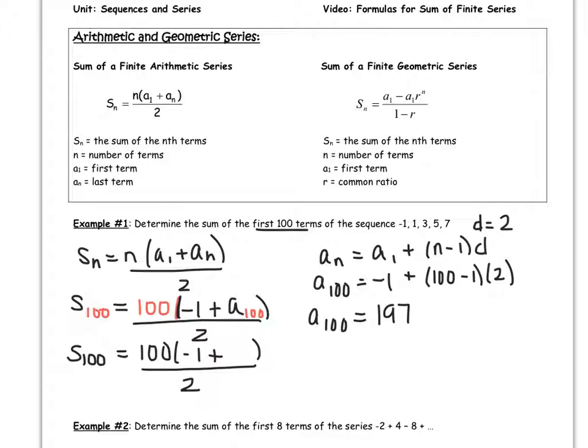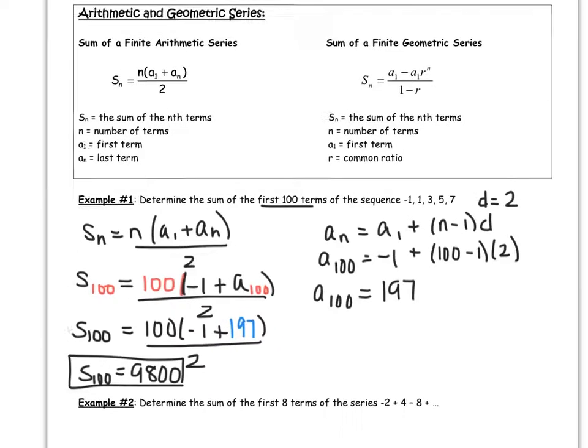So that 197 I'm going to put right into here, and if you type this whole thing into the calculator, you will get the sum of the first 100 terms. So S sub 100 is equal to, now type all this into the calculator and hit resume when you're finished. Okay, I got the sum should be 9,800. Okay, let's try the next example.